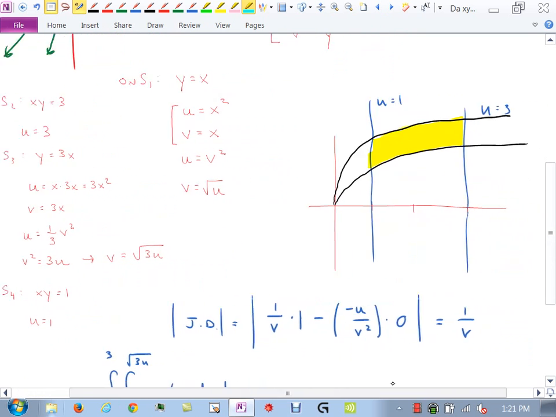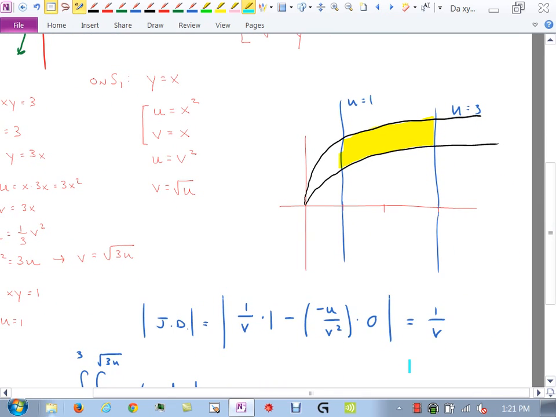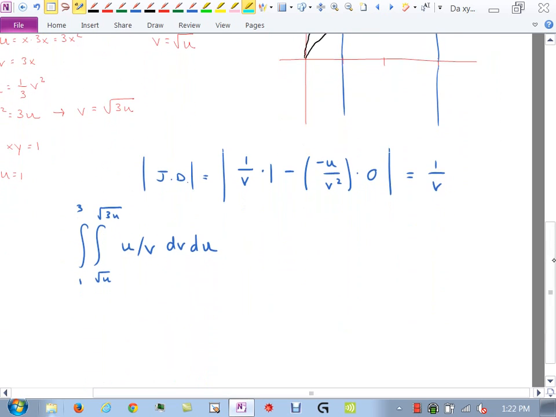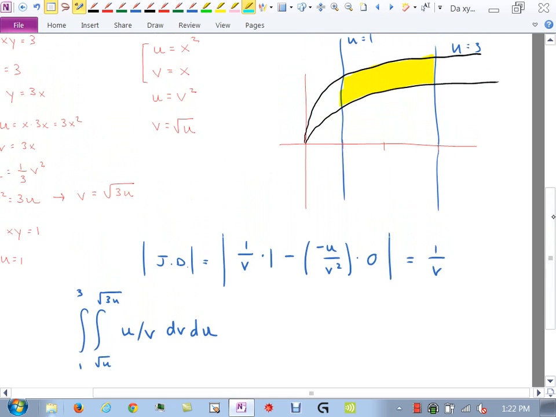And then you look at this region and you say this is a type 1 region, right? You have some function on top, some function on bottom. Your u is trapped between 1 and 3. You get your Jacobian determinant, which turns out to be 1 over v. And then here's what your double integral transforms to be: integral from 1 to 3, root u to root 3u, that's those 2, and then u over v dv du. I'll leave it to you because it was homework, but I just wanted to help guide you a little bit on how this worked out.